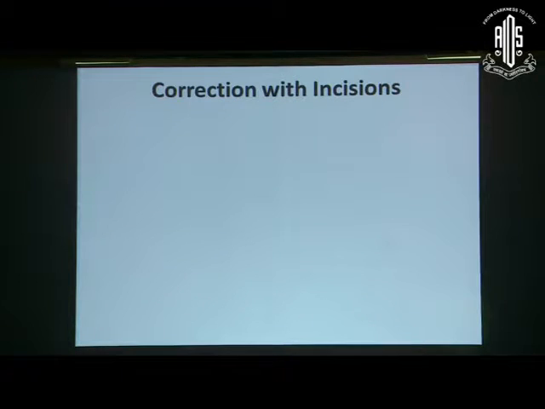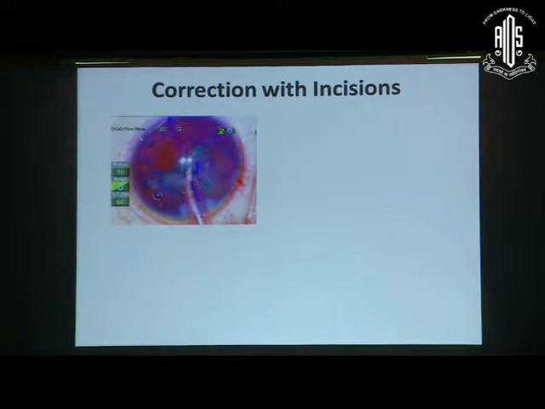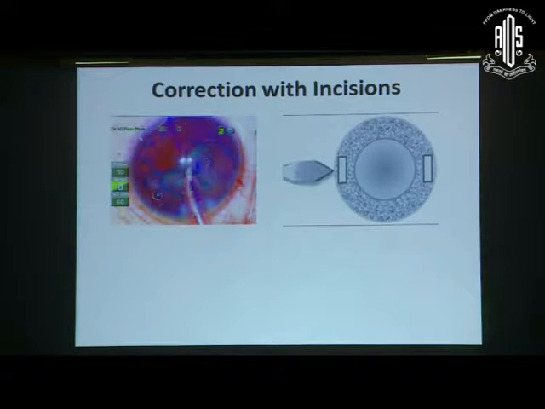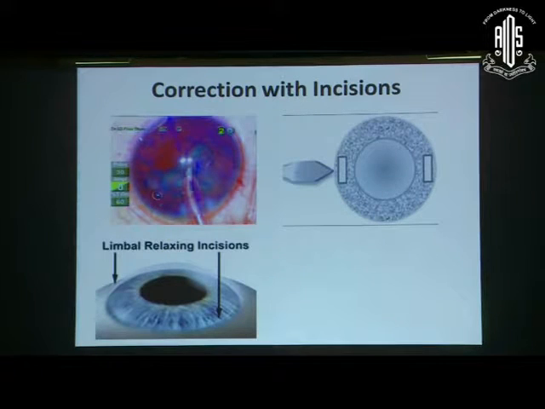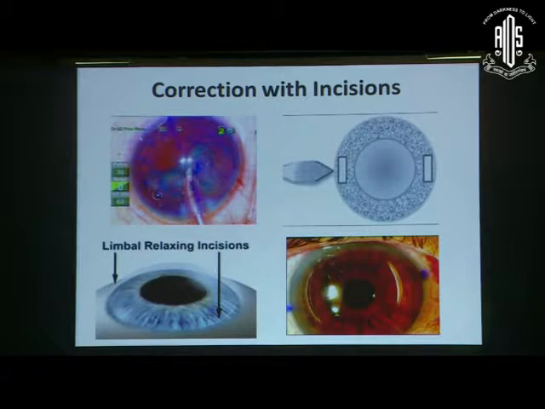To begin with, correction with incisions. When we talk about correcting astigmatism with incisions, basically there are 4 categories that we are addressing. First is a simple phacoemulsification done on the steeper axis of the cornea. Second is something known as the opposite clear corneal incision or the OCCI. Third is what we call LRIs or limbal relaxing incisions. And fourth one is an astigmatic keratotomy or corneal relaxing incision, whatever terminology you would like to use.